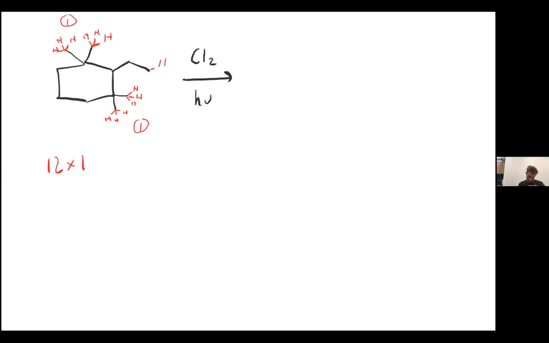Another primary one over here. These would not give the same product because they're in a very different spot. We're going to call this 2. Well, this 1, 2. So 2 has 3 hydrogens. Most likely not going to be your major product.